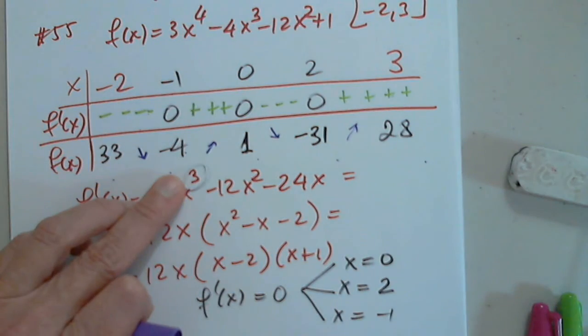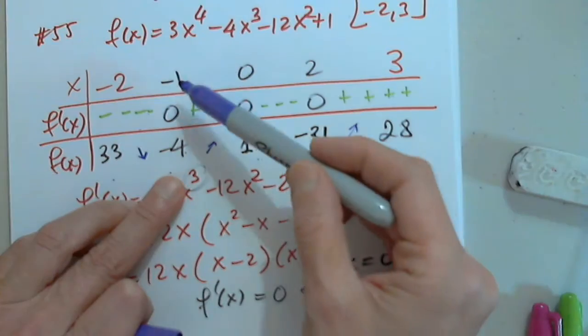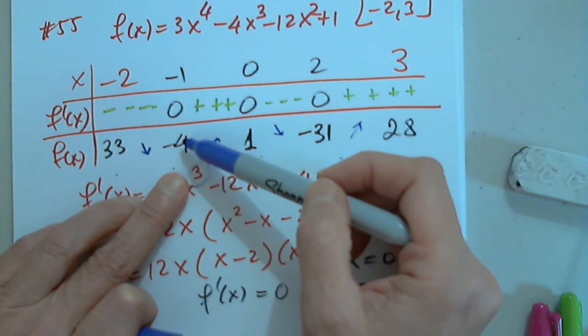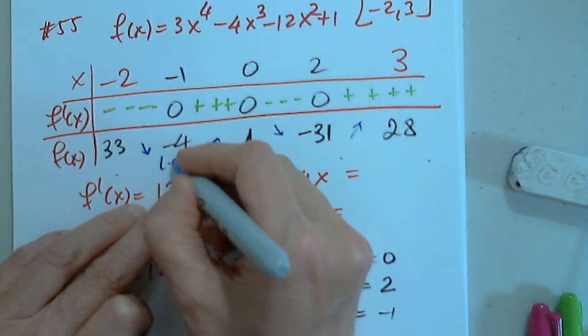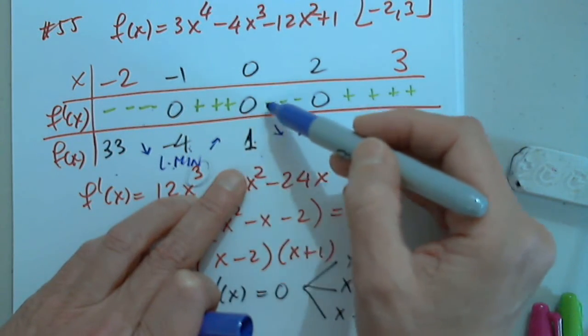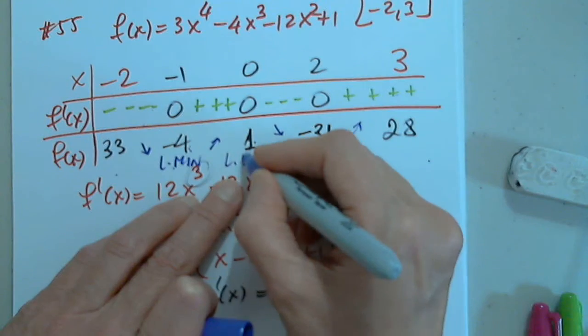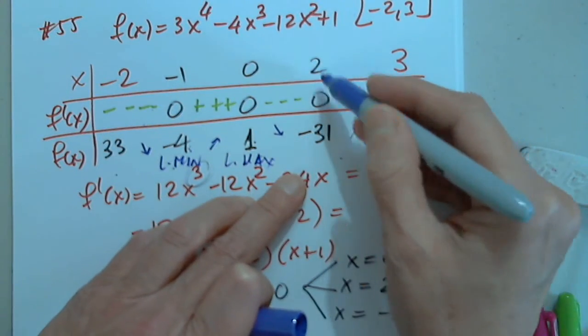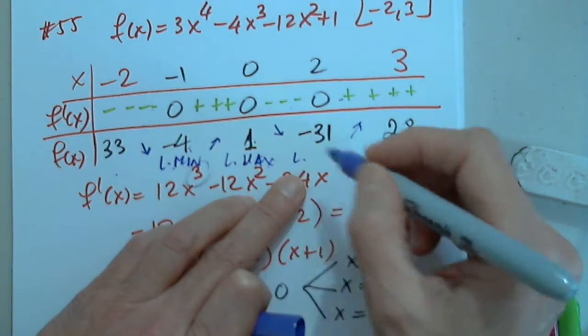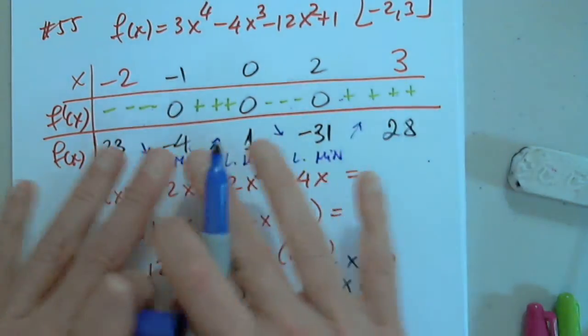Yes, increase goes down. Okay, so can anyone tell us -1, -4, what type of point we have here? Yes, it's a local min. What type of point is 0, 1? Excellent. And 2, -31, according to this. Of course, you're going to say local minimum. Awesome. But this is the local.